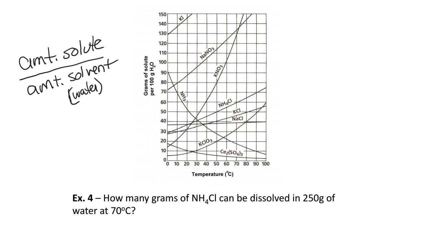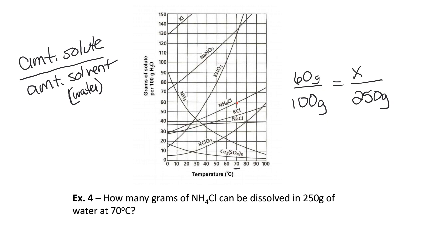Okay, so first we have to find out how much can be dissolved in 100 grams. So I'm going to put my two little lines here. So I'm looking for 250 grams, but my curve has 100 grams. So now I'm going to find NH4Cl at 70 degrees. So there's my 70 degrees. I'm going to use red here. So NH4Cl is right there. So that is 60 grams. So I'm going to put my 60 grams up there.